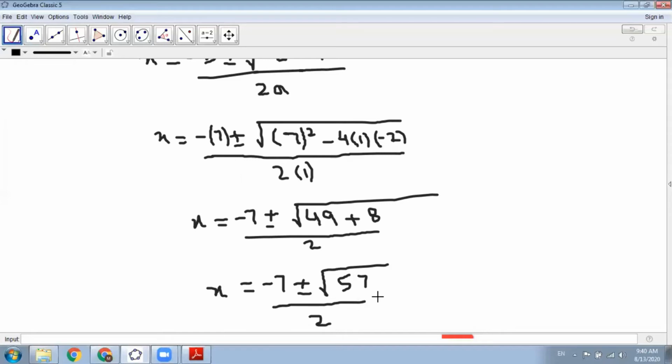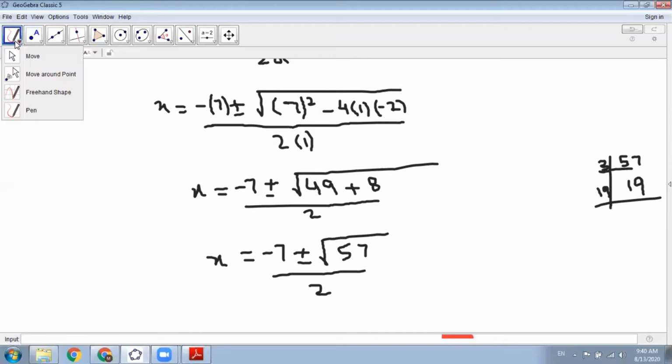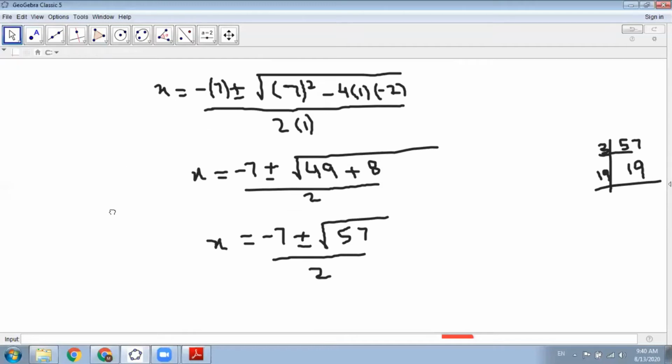Now we try to get the square root of 57. That is not possible because it is not a perfect square. So we take the prime factors of 57 to see what we can take out from the square root. So 57 is 3 into 19. We didn't get any term out from the square root because 3 and 19 are just single terms in the square root. So we cannot solve it further.